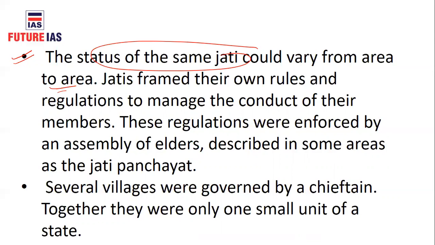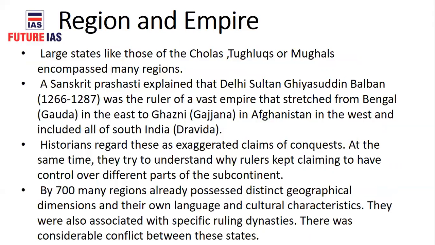These villages were governed by the chieftain, who was also the head of the village, and together they were only a small unit of the state, okay? Because you must understand, the village is the smallest unit of the state. Above the village you may have the towns, you may have the cities, and the capitals, and like that you will have the different units. All right. Then the region and the empire.